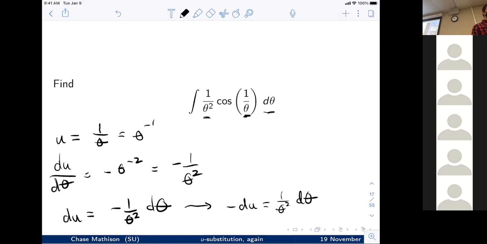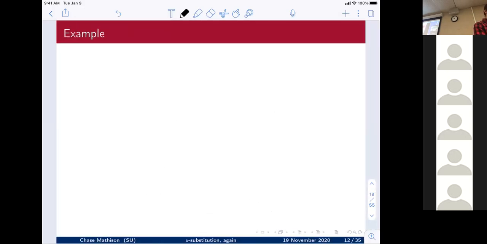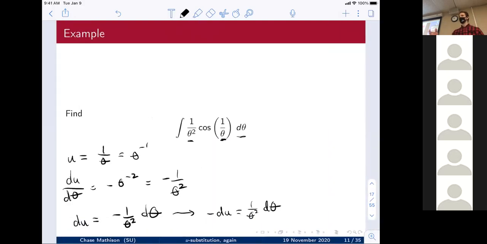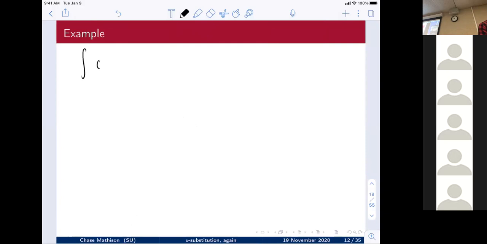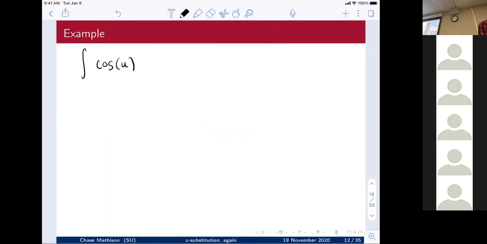Okay, and so now I plug in everything. I have the integral of, well, I'll do just the u first. Cosine of 1 over theta, that's cosine of u. So the integral of cosine of u, and then what's left over? 1 over theta squared d theta. Well, we know that that is negative du. Okay, so I'll put the negative out in front. du.